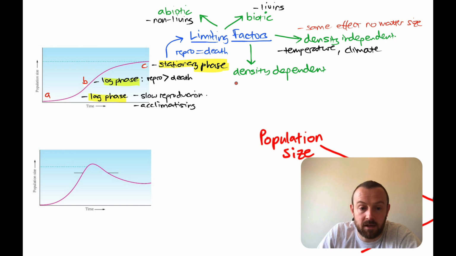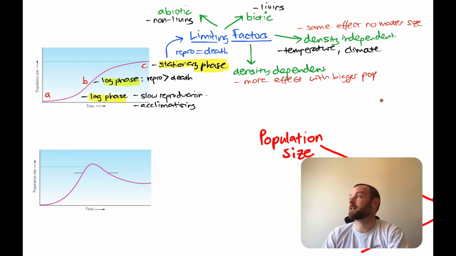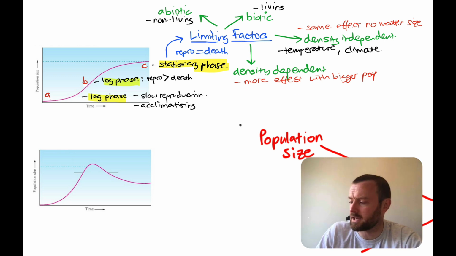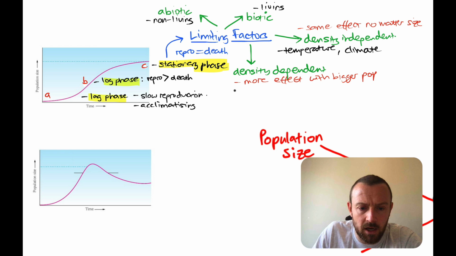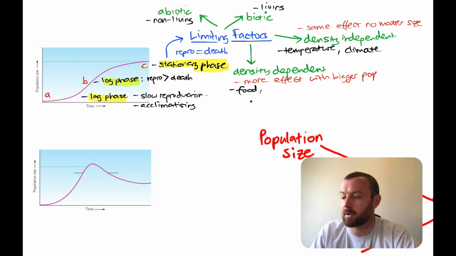And density dependent is more effective with a bigger population. So you can think of it like this: the factor is almost caused by the population. There are lots of different factors that could be density dependent. These could be things like food. If there are more animals, there's less food for each animal. So food is a density dependent factor.